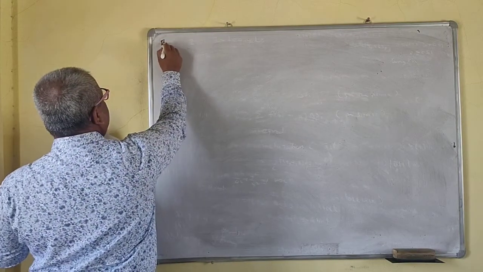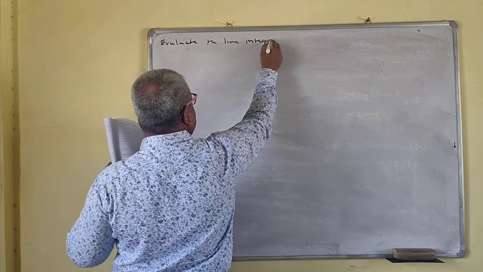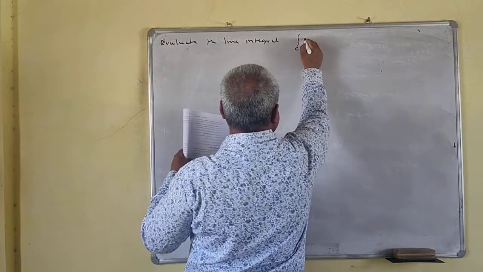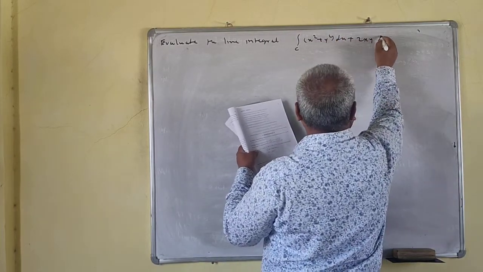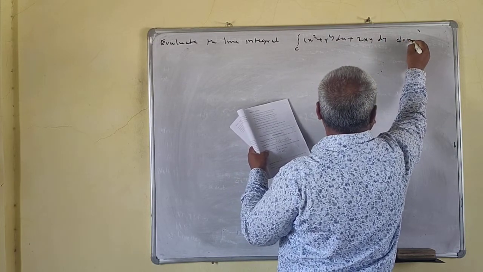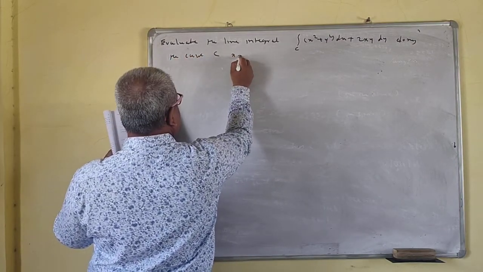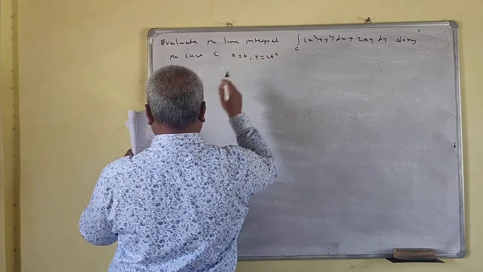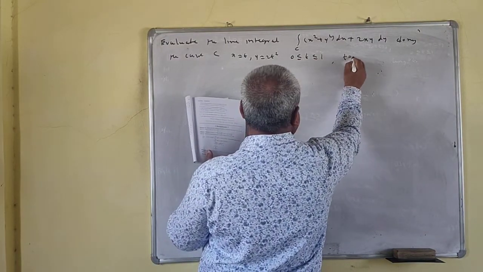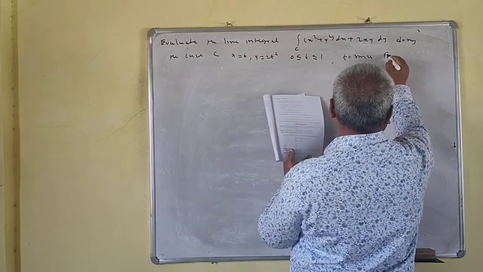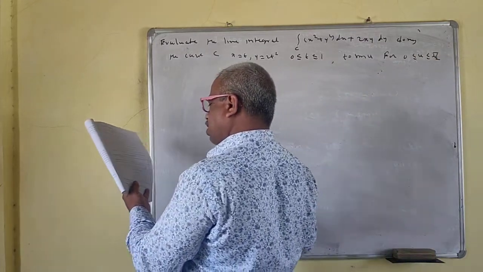Evaluate the line integral of (x square plus y square) dx plus twice xy dy along the curve C: x is equal to t, y is equal to 2t square, 0 less than or equal to t less than or equal to 1, t is equal to sin u for 0 to pi by 2.